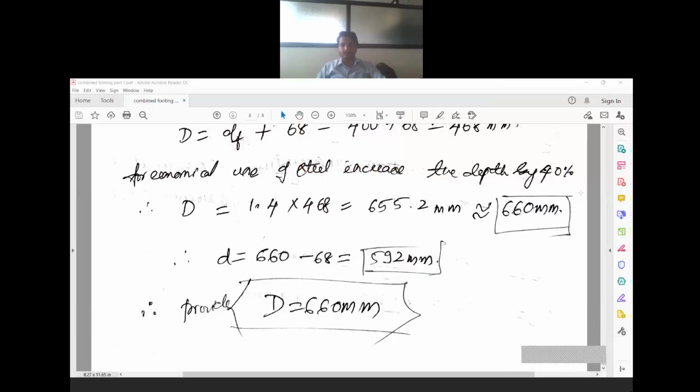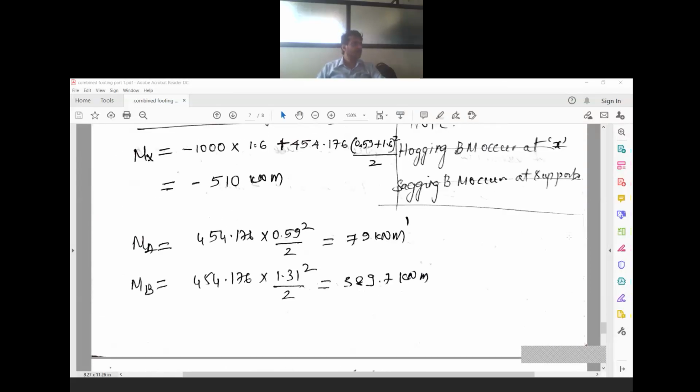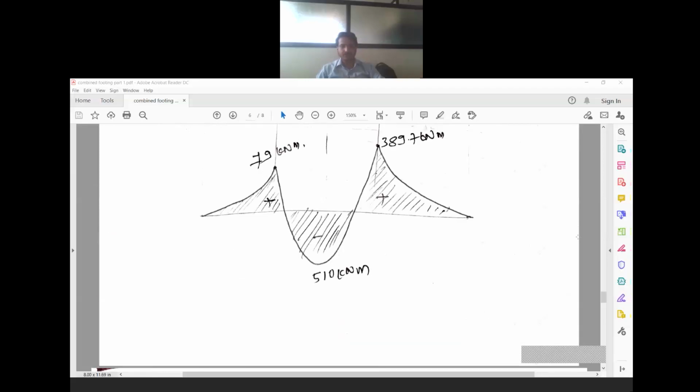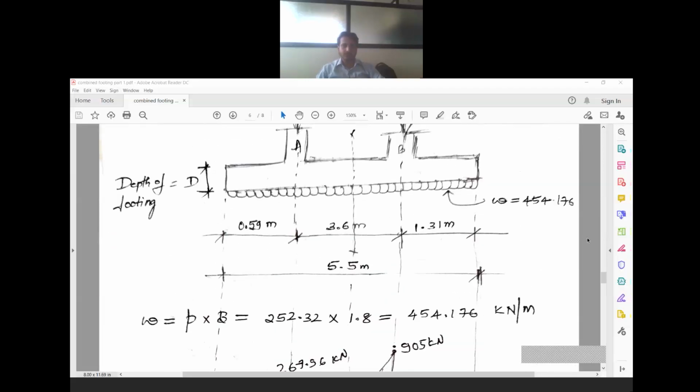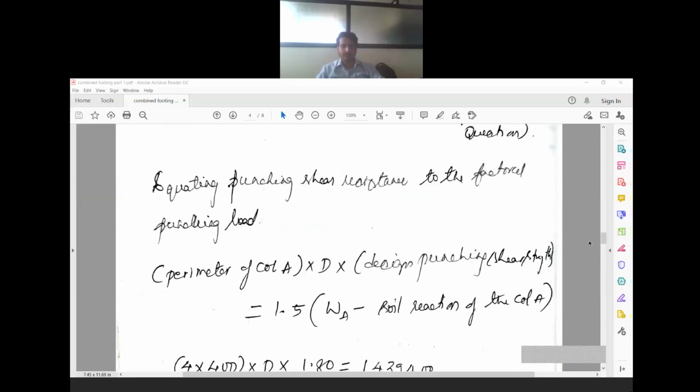See, according to this problem, the next steps are we have to calculate the longitudinal reinforcement, and we have to calculate the steel requirement for transverse reinforcement. So longitudinal and transverse reinforcement we have to get. We shall study all those things in the next class.